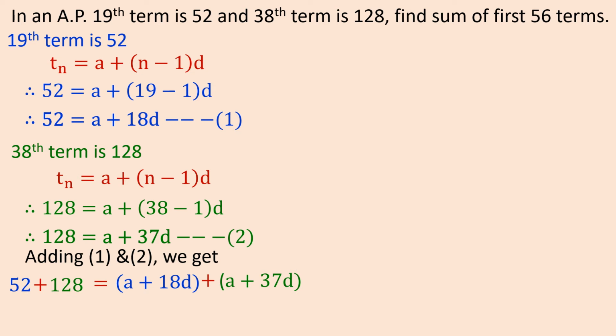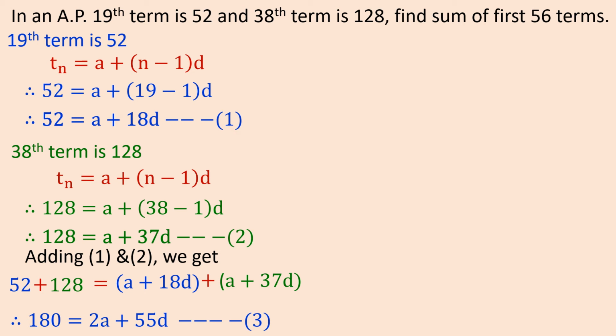I will get 52 plus 128. The left-hand side of both equations I am adding, equals, now the right side of both equations will be added: a plus 18d plus a plus 37d. When I further simplify, I get 180 equals 2a plus 55d. I am taking that as equation number 3.